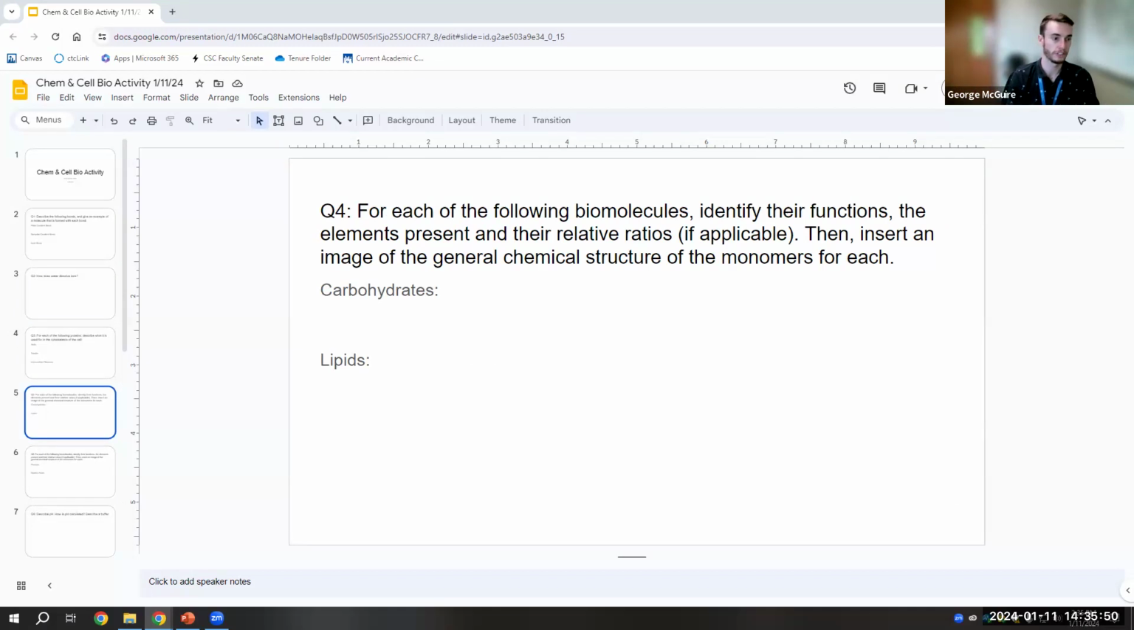Group 1 equals Q1 through 4. Group 2 equals Q5 through 7. Group 3 equals Q8 through 10. And then group 4 is 11 through 13. Okay. And the group number here is going to correlate with your breakout room number. So you should be able to see your breakout room number when you get the invitation.